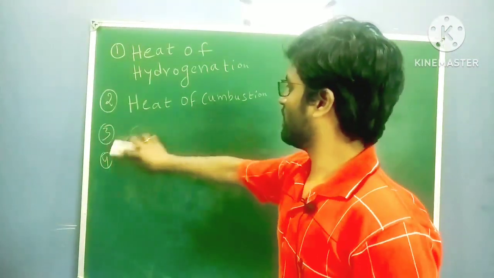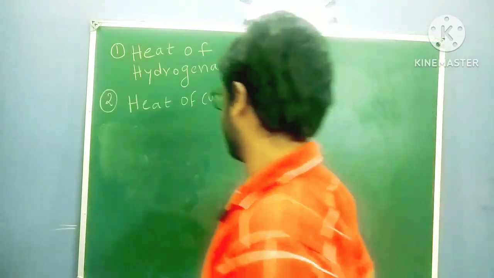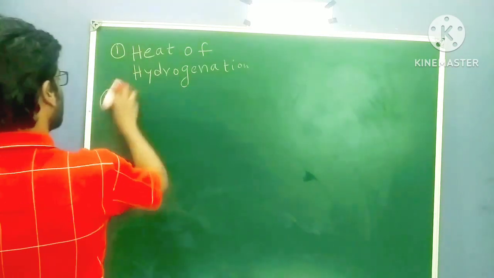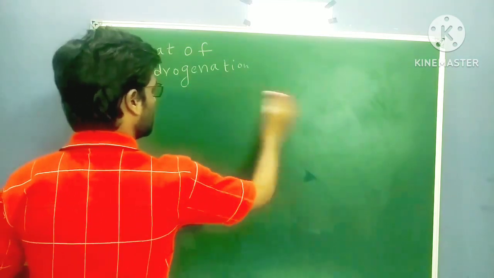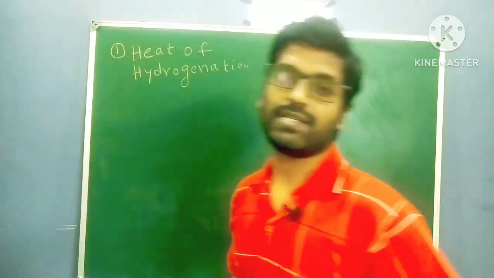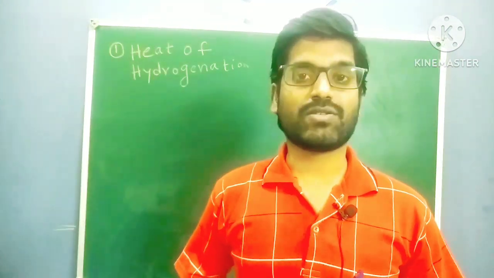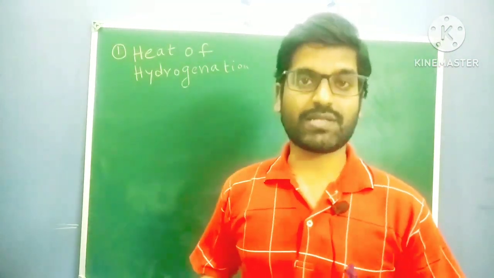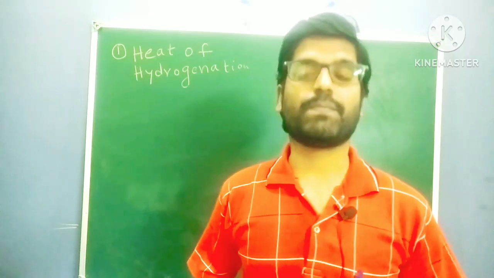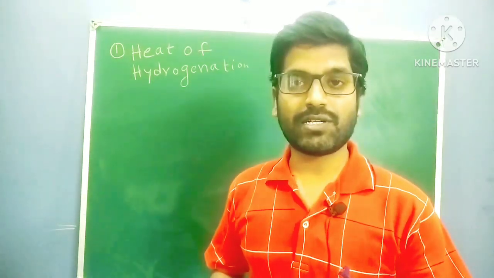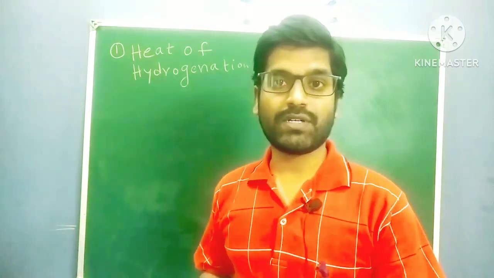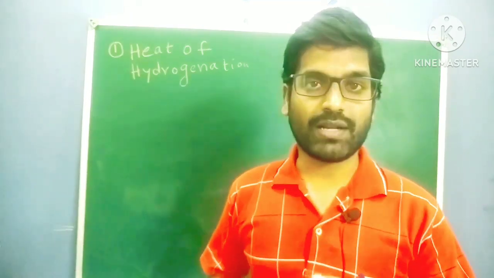What is heat of hydrogenation? Heat of hydrogenation is nothing but the conversion of unsaturated systems to saturated systems. What is an unsaturated system? Simple: an sp2 system or sp system. When we have double and triple bonds in the molecule, that is an unsaturated system. If we do hydrogenation to that unsaturated system, it will convert into a saturated system. That is called heat of hydrogenation.